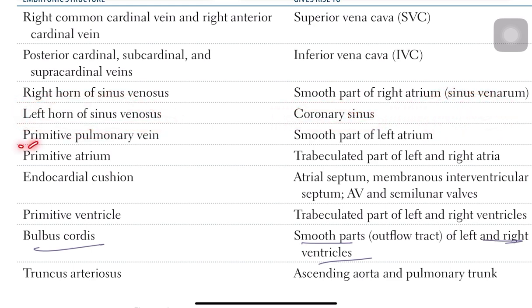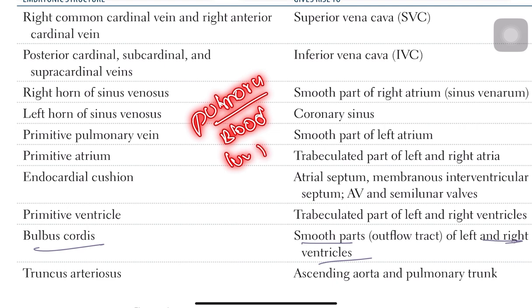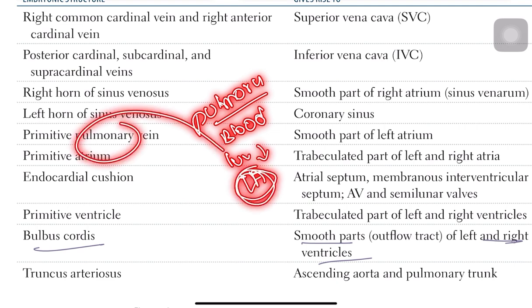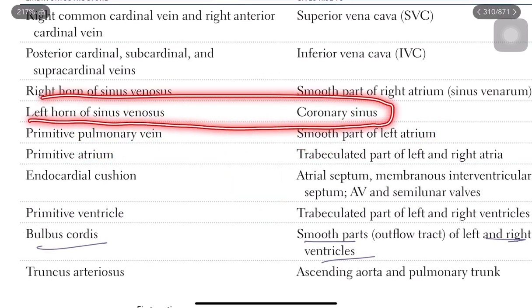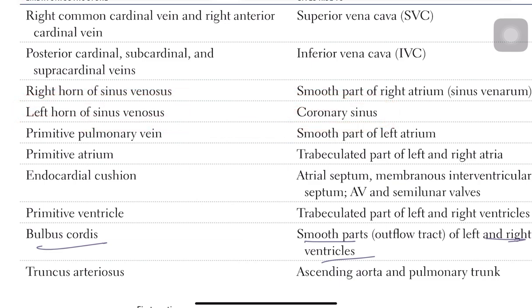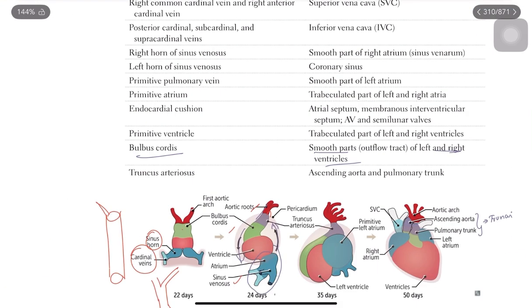This is a trap. This pulmonary vein, what do you mean? So let's say, what is the function of pulmonary vein? Pulmonary veins bring blood from lungs to left atria. So this left atria is formed by pulmonary vein. Simple. These pulmonary veins form the smooth part of left atrium. That's it. Whereas the left horn of your sinus venosus will continue as coronary sinus. So these are the parts which develop.